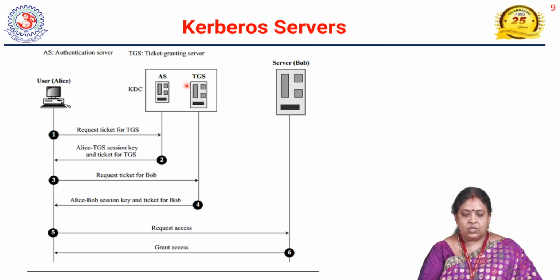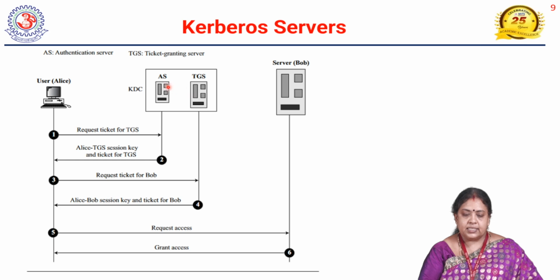We just see the overview, then we discuss in detail. Okay, so here is the user, whom we are referring to as Alice, and here is a server from which we want to get the services. And this is the authentication protocol that we call Kerberos. Here we have two different servers. One is called the authentication server, and the other is called the ticket granting server.